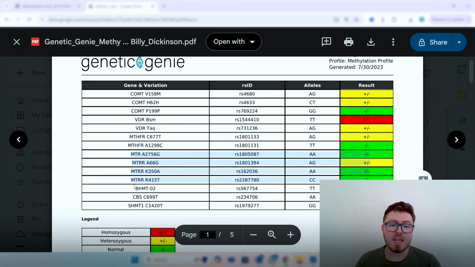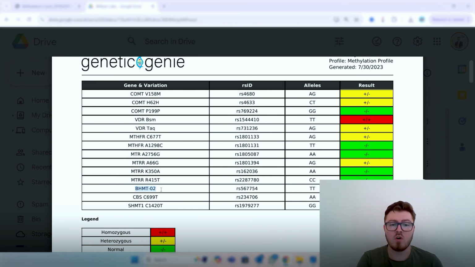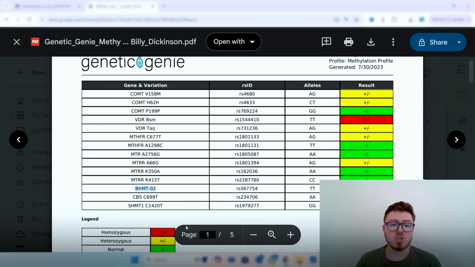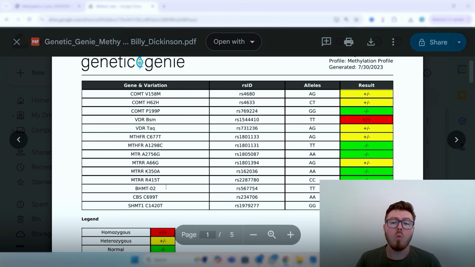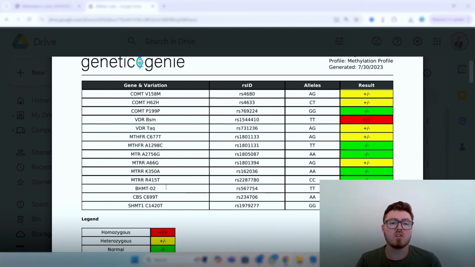And then you also have the BHMT genes. I've just got one here. I believe there is also BHMT 04 and 08 as well. These are also connected to undermethylation genes. And I'm just going to show you on the methylation chart where these genes plug in, so you're going to understand where you might be an undermethylator.